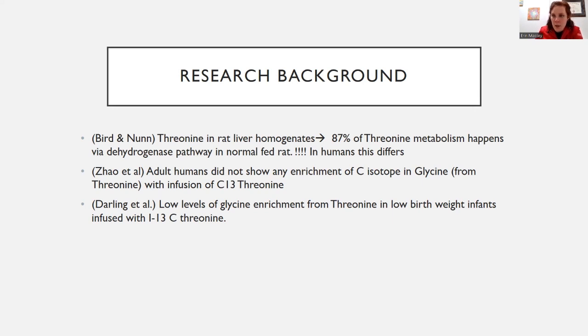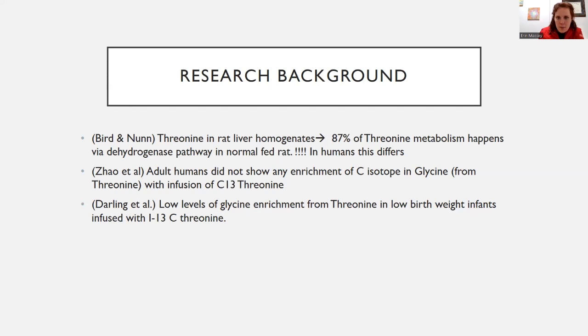87% of the metabolism of that threonine was happening via the dehydrogenase pathway. So the first pathway in those normal fed rats. So in normal fed rats, most of the metabolism is being done by that first pathway. 87 is a huge chunk. That doesn't leave much for glucogenic or the aldolase to really work. But in humans, by theory, that seems to differ. There's differing research in humans.